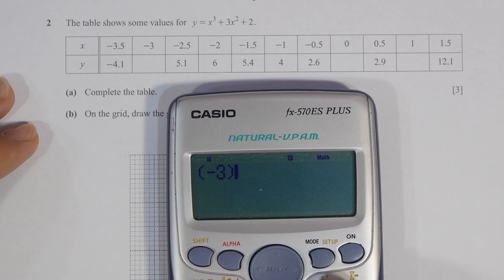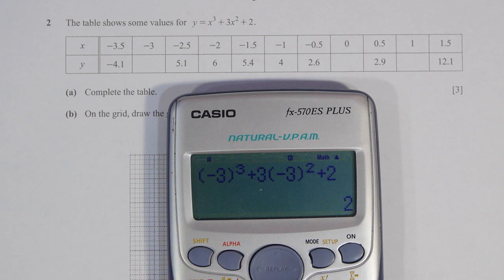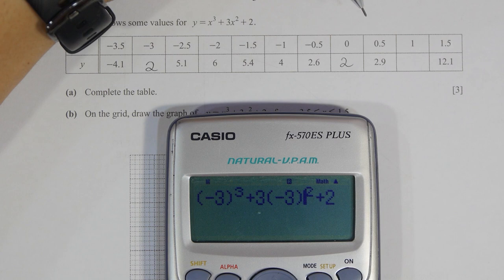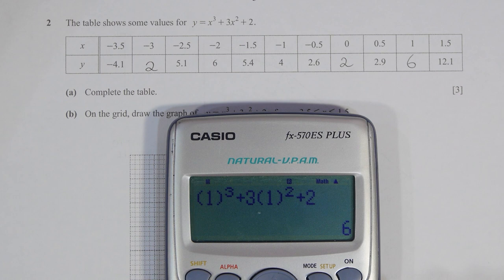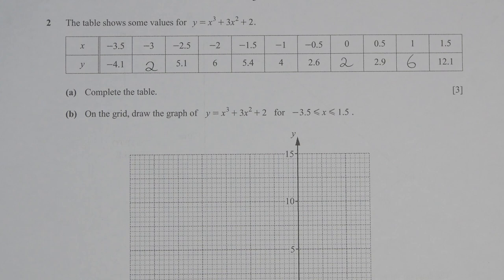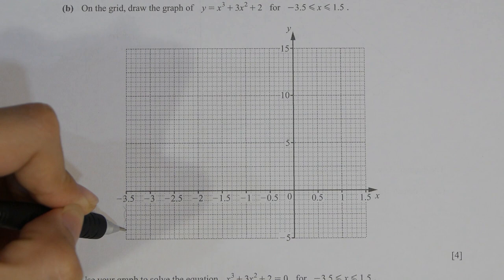Question 2, part A, pretty straightforward. Just substitute the values of negative 3, 0 and 1 into the equation, then your respective results should be 2, 2, and 6. After that, plot the points on the graph, and then you can now draw out the curve.